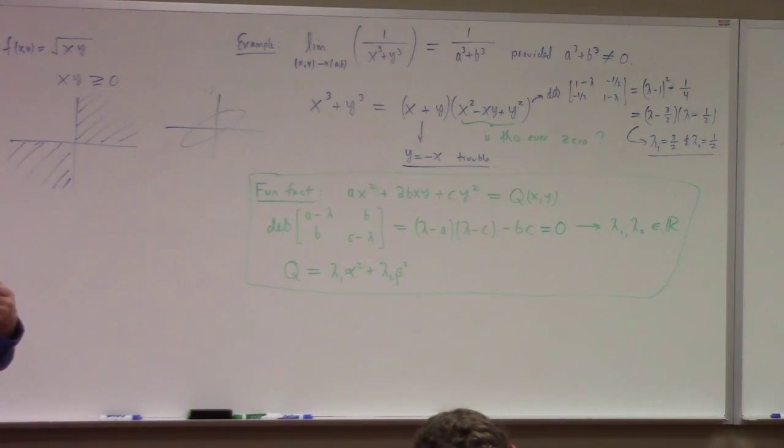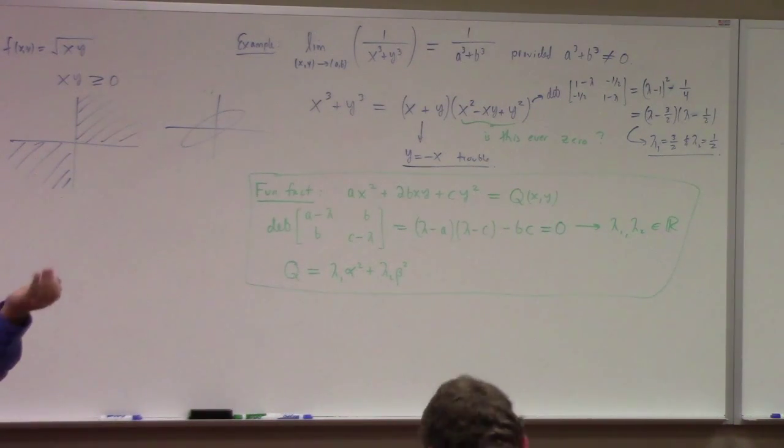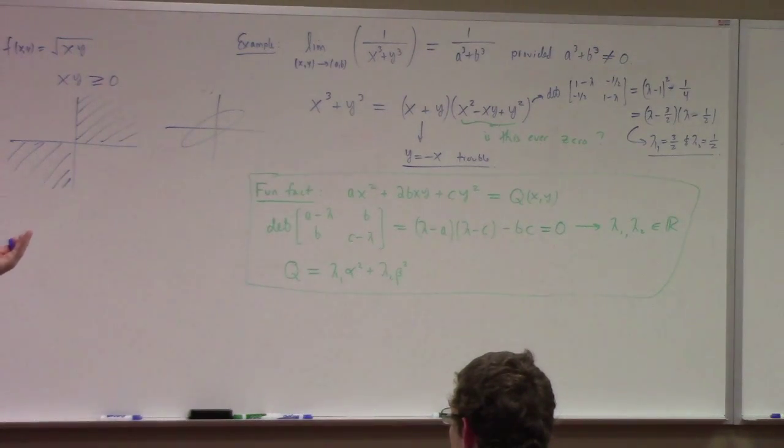And so it never crosses the origin. There's no place where it's 0. Long story short, the only place where the limit doesn't exist is y equal to minus x. That whole line is gone to us. Everything else exists.